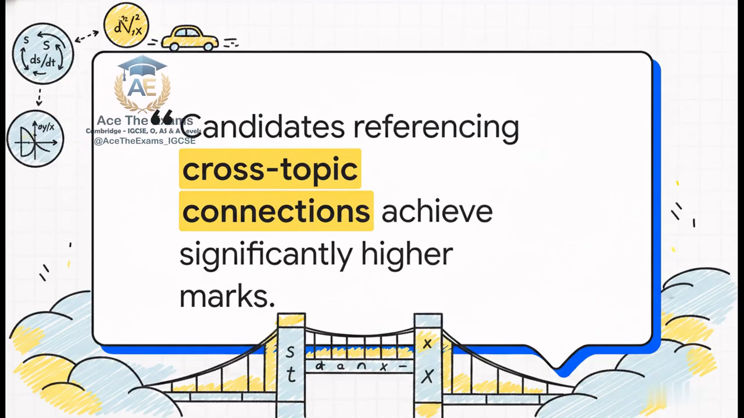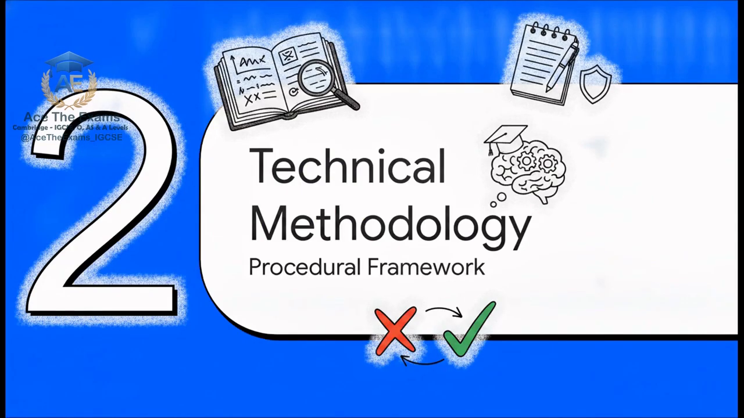The candidates who dominate this exam are the ones who can seamlessly integrate the theoretical principles of differentiation with completely different areas of the Cambridge additional mathematics syllabus. You are essentially building bridges between different mathematical topics, and differentiation notation, that is the exact language you use to build those bridges. Which brings us perfectly to Sector 2, Technical Methodology.